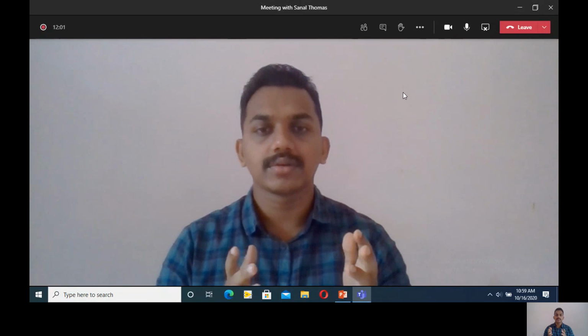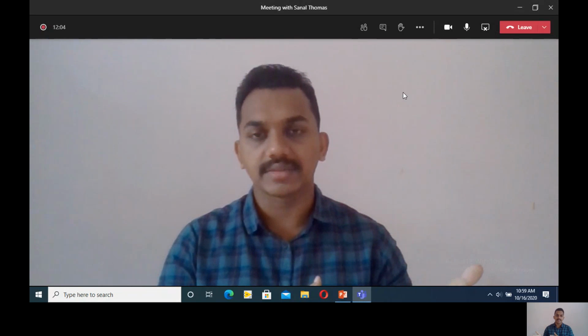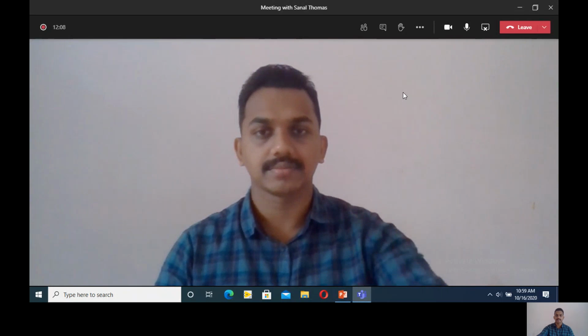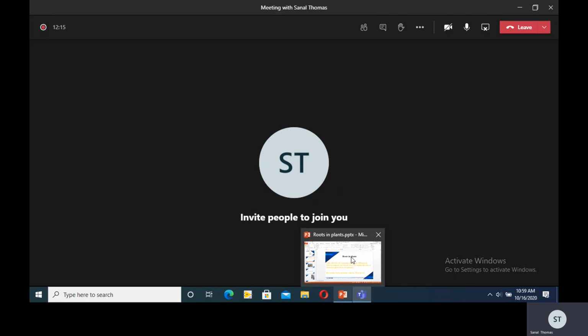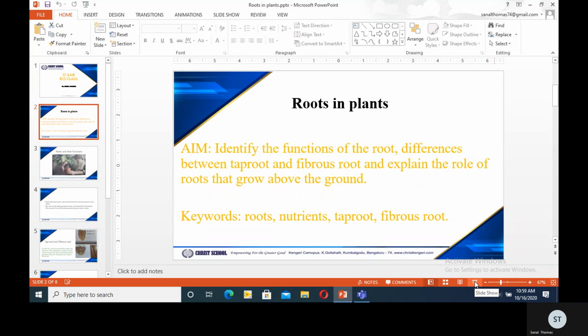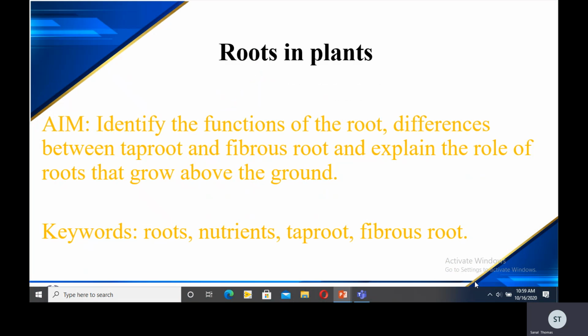So in this class you are going to learn about Block 8 Science, roots in plants. The aim of this class is to identify the functions of the root, the differences between taproot and fibrous root, and explain the role of roots that grow above the ground. The keywords you are going to learn are roots, nutrients, taproot, and fibrous root.